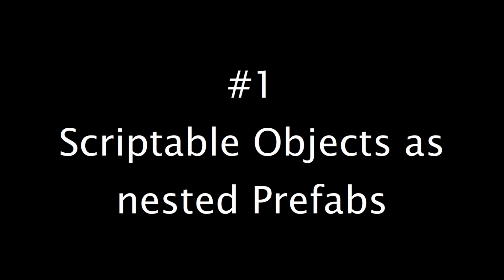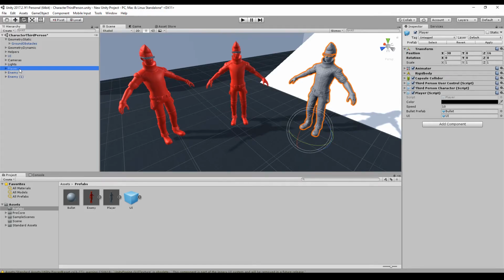Today we will talk about 5 cool tricks in Unity. Number 1: Scriptable objects as nested prefabs. Imagine the following situation. You have 2 prefabs, a player prefab and an enemy prefab.